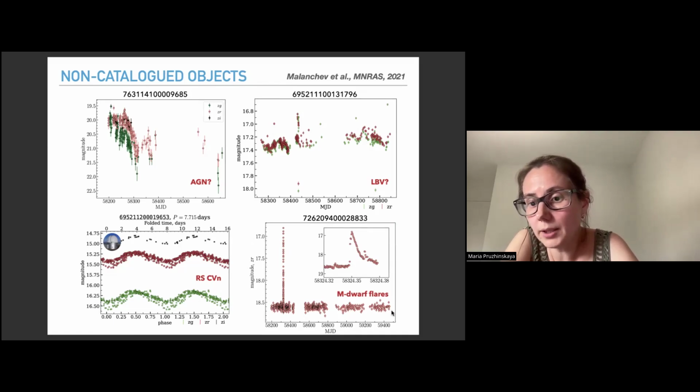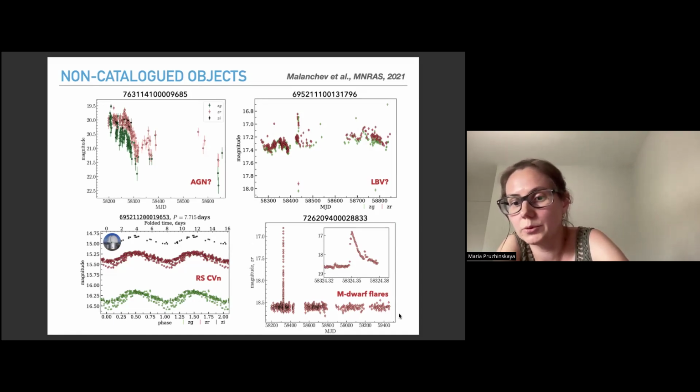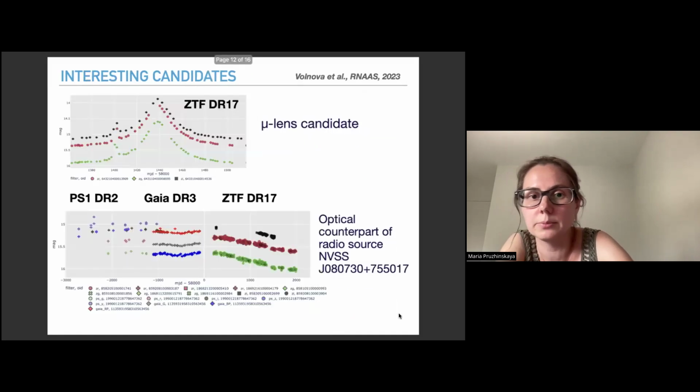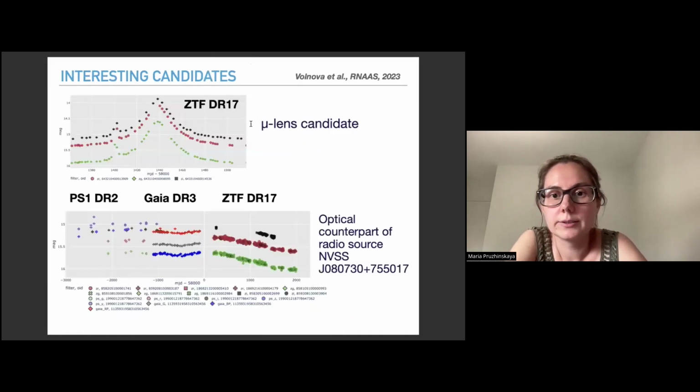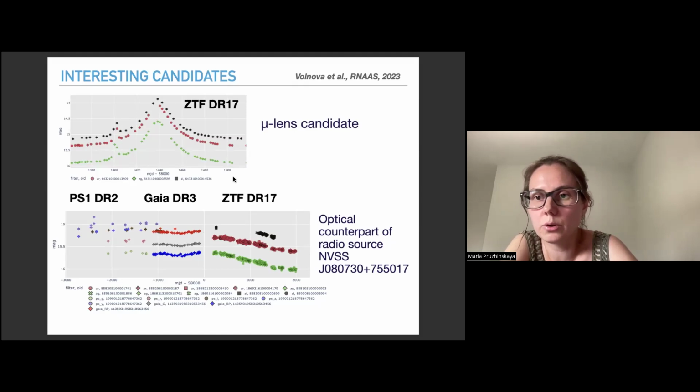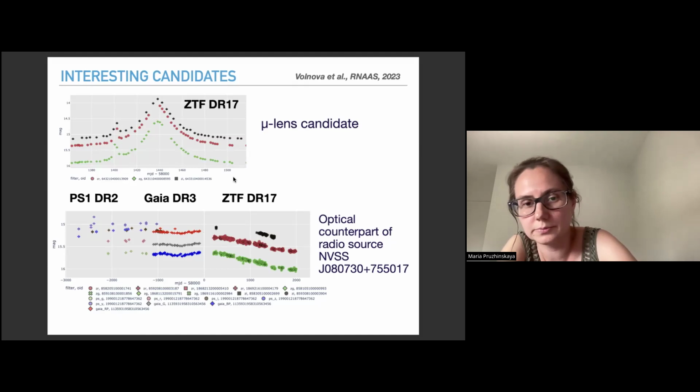Also, among the anomaly candidates, we found a lot of M-dwarf flares. I will talk about them a little bit later. Some microlensing candidates, such as this one. You could see that it's really symmetric and there is some feature here, so probably a binary microlensing event of some planet. Some optical counterparts of radio sources, and a lot of uncatalogued cataclysmic variables.